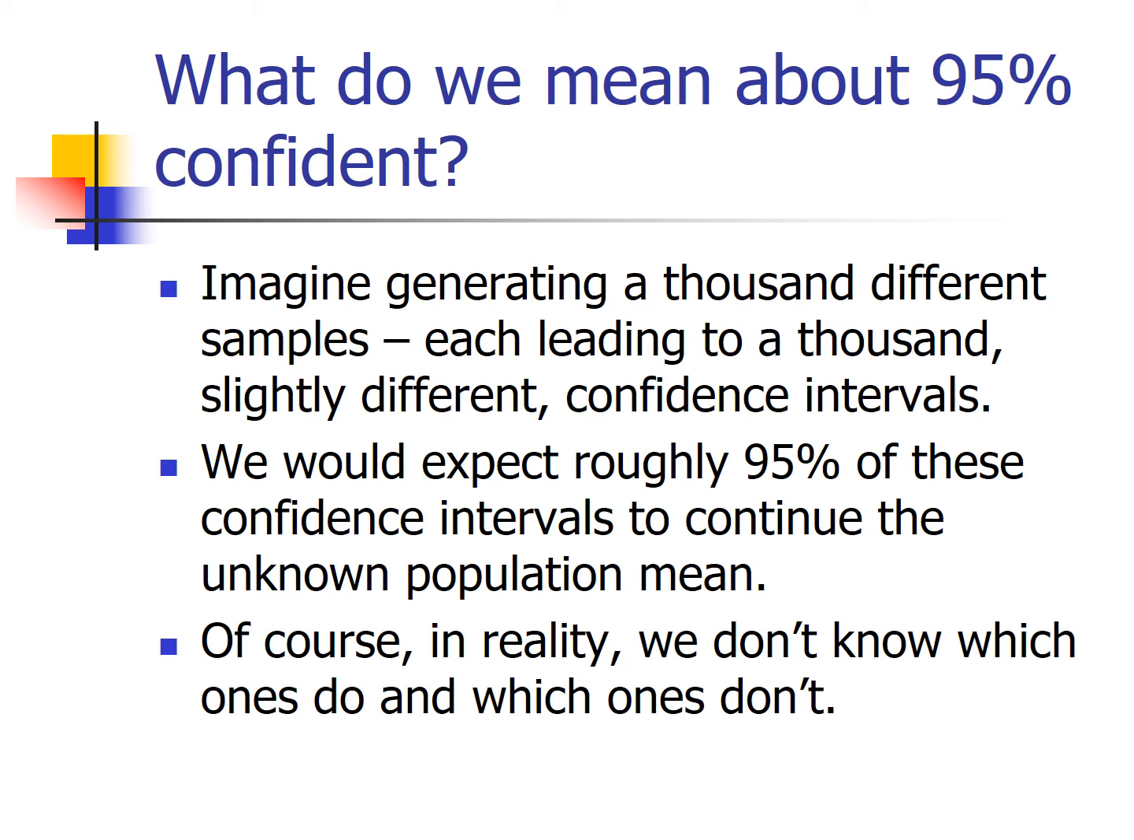When we create a 95% confidence interval, what we're basically saying is that we expect roughly 95% of these confidence intervals to contain the unknown population mean. There's a typo there. All right, that's all we're saying. So if we did 1,000 of them, we would expect about 950 to contain the true mean, but we also would expect 50 of them not to. Now, for any one interval, we unfortunately don't know if it's in there or not.